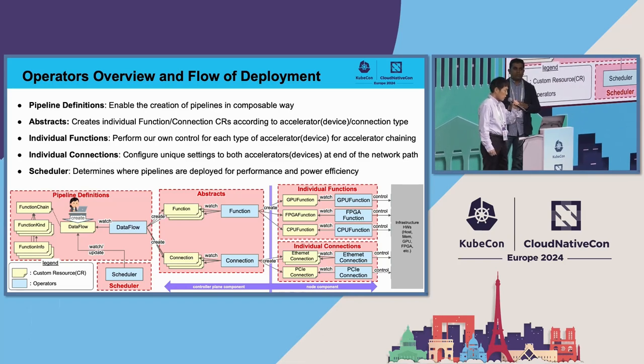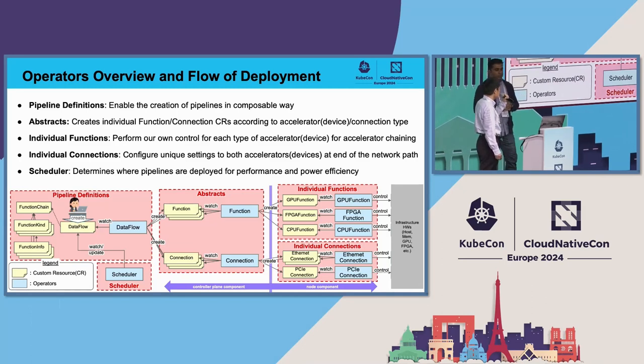And last, schedulers. A scheduler operator determines where pipelines are deployed for performance and power efficiency. And then we briefly describe the flow of deploying a data processing pipeline using this diagram. First, the user creates a data flow CR by using the function chain CR. And the data flow CR is created.